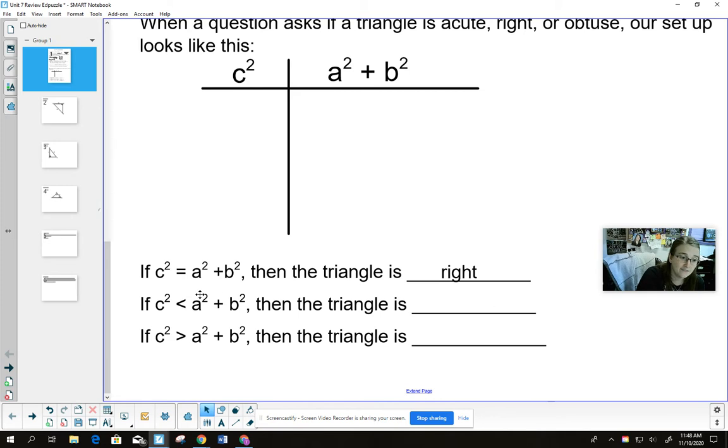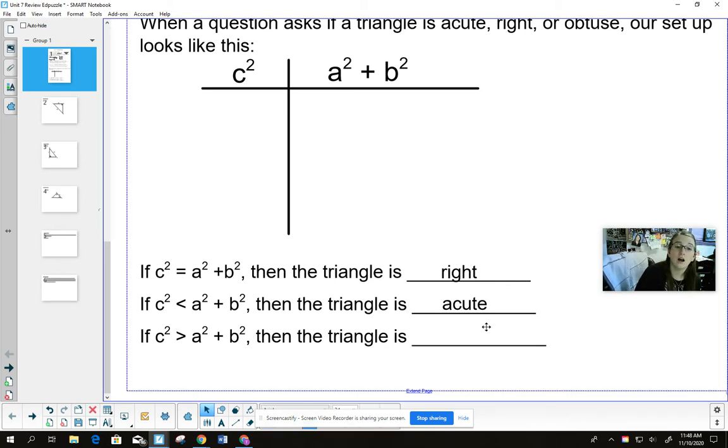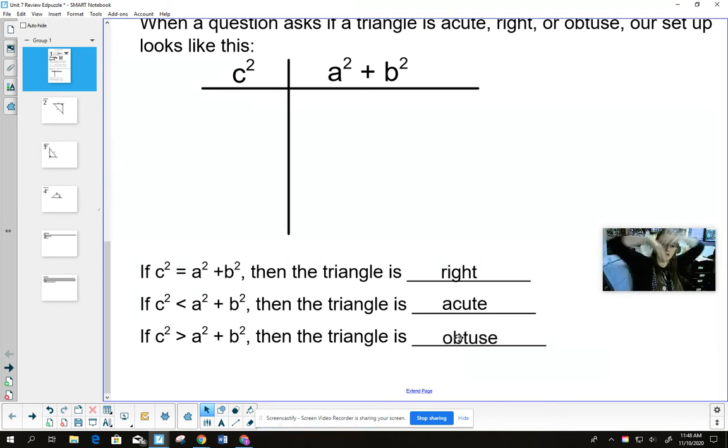Now, if the number on the left is less than, if you want to write less than instead of the symbol, because if you're not very good with knowing the inequality symbols, you might want to put less than. If c squared is less than this, what is our triangle then? Acute. Less than, think acute. So this has to be greater than, so this has to be obtuse. Greater than, think obtuse. Less than, think acute. Now again, we can only think that way when c squared is on this side, so be careful. If you have this flipped, where a squared plus b squared is on the left, you can't think that way, so we got to be careful there.